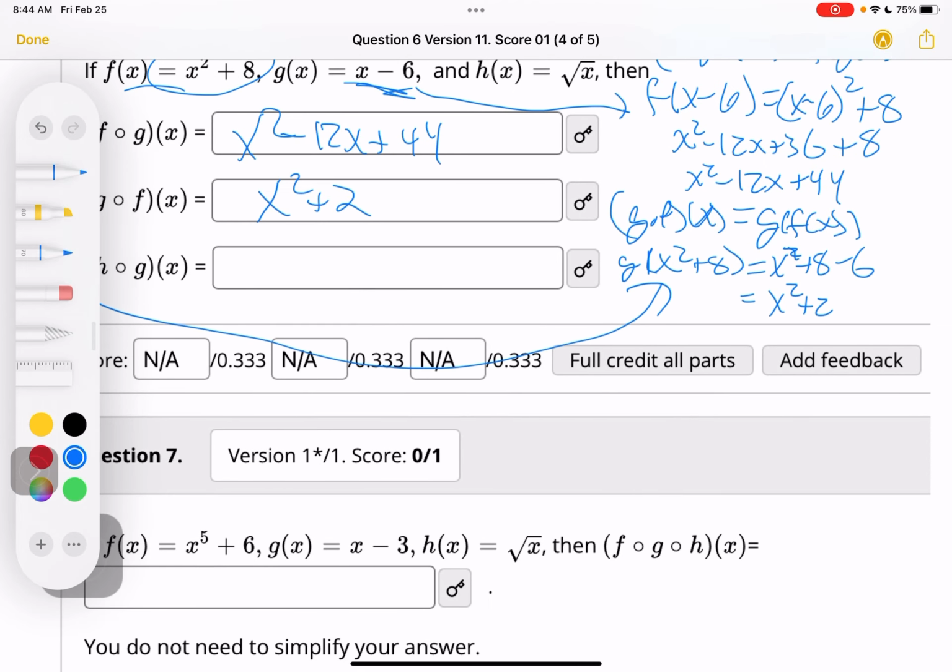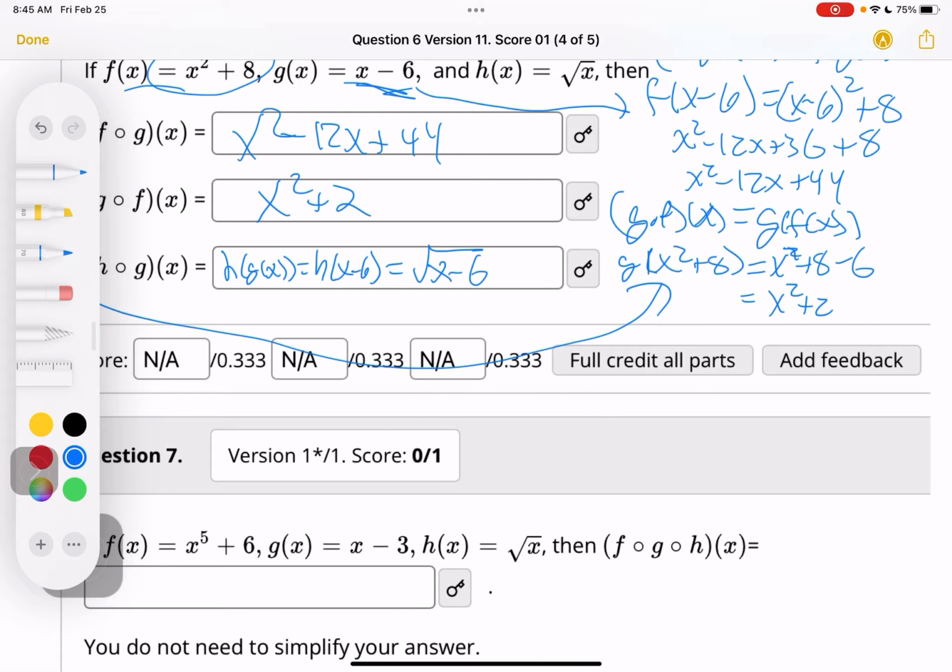Now for h of g of x, I'm kind of out of space down there, so I'm just going to write it here. That's going to be h of g of x, or h of x minus 6. And that means the x minus 6 will replace the x in the square root of x. So it's the square root of x minus 6. Okay, so I hope that makes some sense. I hope that can kind of bring this together.